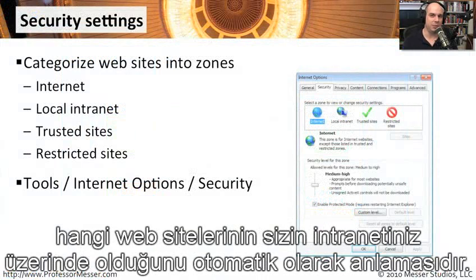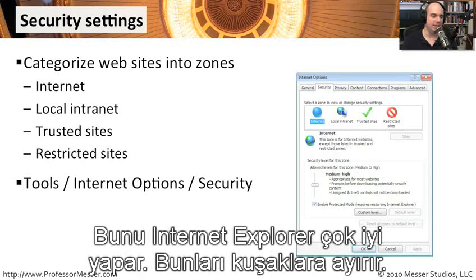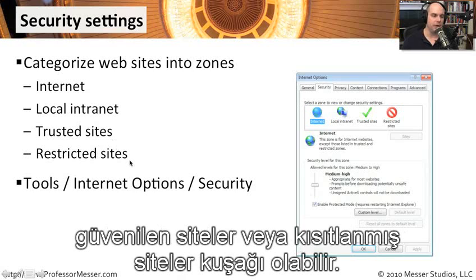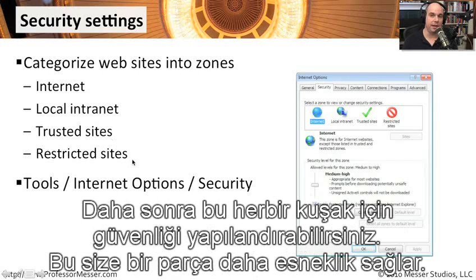One of the things you may have noticed in the compatibility view settings is that it could automatically figure out which websites were on your intranet. And that's something that IE does very well. It puts these into zones. These are security zones that can be in an internet zone, a local intranet zone, a trusted sites, or a restricted sites zone. And then you can customize the security for each one of those individual zones.